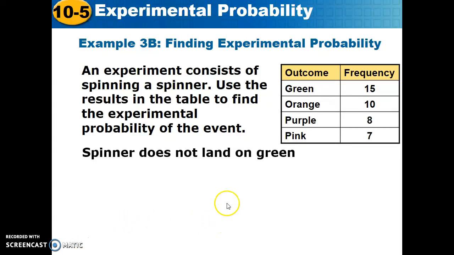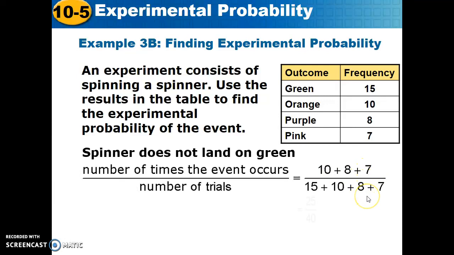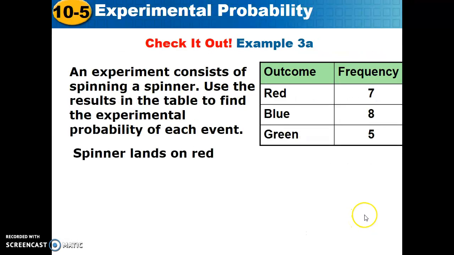The spinner does not land on green. Now we're talking about a probability that something does not happen. So we're looking at all the alternative options. Pink, purple, and orange are not green. So we're going to add up the total of those, 10, 8, and 7, and again divide by the number of events, the sample space. How many times did the experiment occur? So 25 out of 40 would give us a probability of 5 out of 8 that it will not land on the green. You guys do the check it out problem.